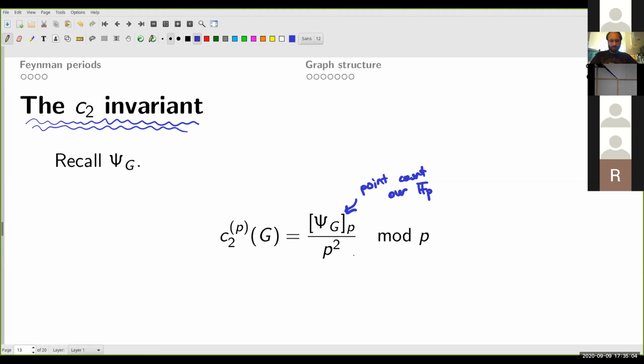Okay, then it turns out that as long as the graph has at least 3 vertices, this is always a number that's divisible by p squared, and then we're going to take that guy mod p, and that's the c_2 invariant. This is the thing you want to compute.